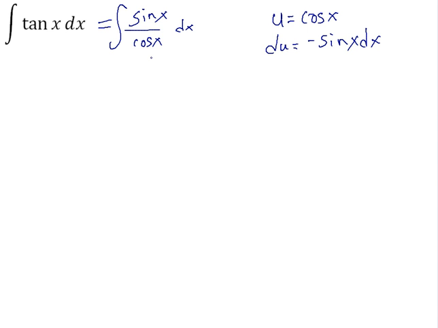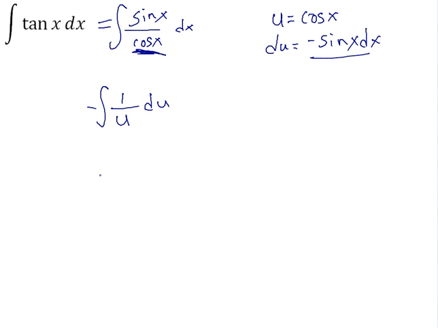So what do we have? Let's identify. Well, this is actually the integral of 1 over u du, but we have the negative of that. Now, why do we have the negative? Well, this 1 over cosine here is going to be our 1 over u, but the sine x dx is close to our du, but it's just a negative of it. So that's why we have negative du.